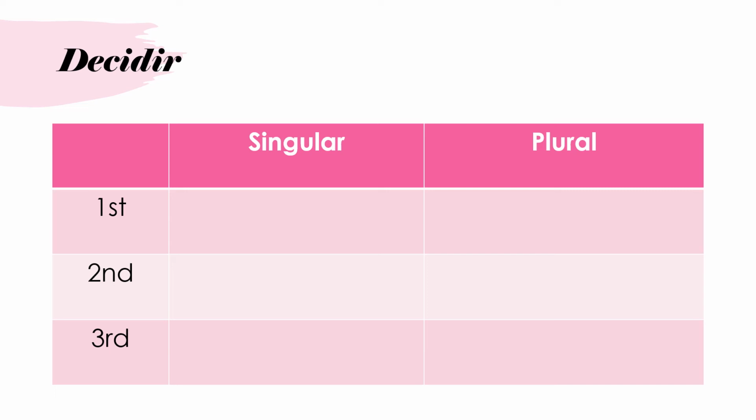All right, so step 1, what kind of verb is it? It's an IR. Step number 2, get rid of it. Now I'm going to take my decid and add it to each one of my boxes. Decid.